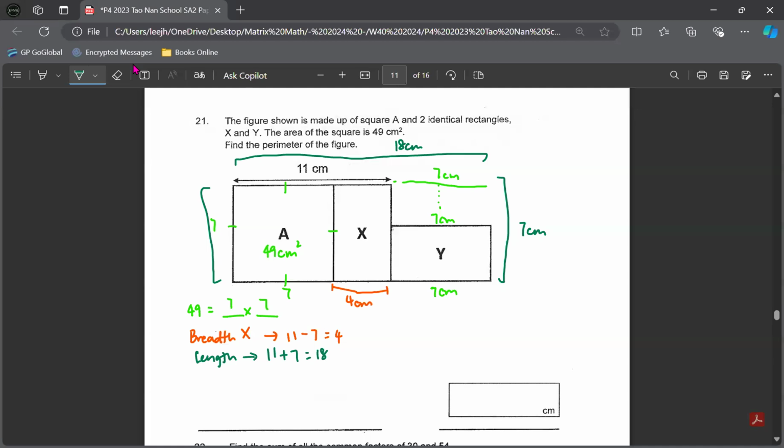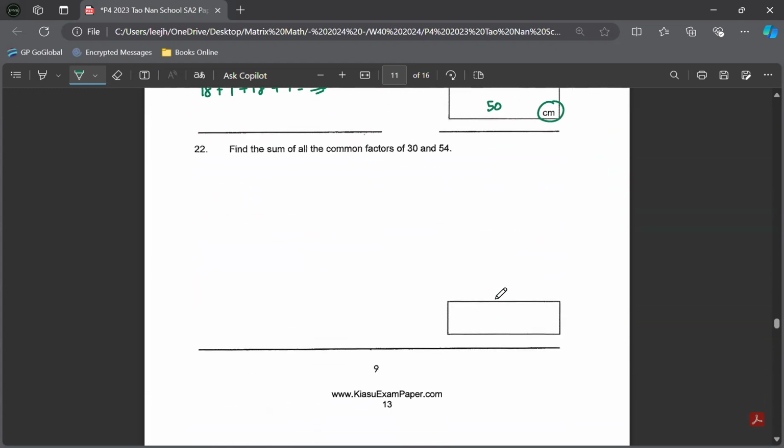So how to find perimeter? Oh, that means this is also 18. So perimeter will be 18 plus 7 plus 18 plus 7. Your answer is 50 cm. Please write down cm unless it's given. If not, you lose half a mark.